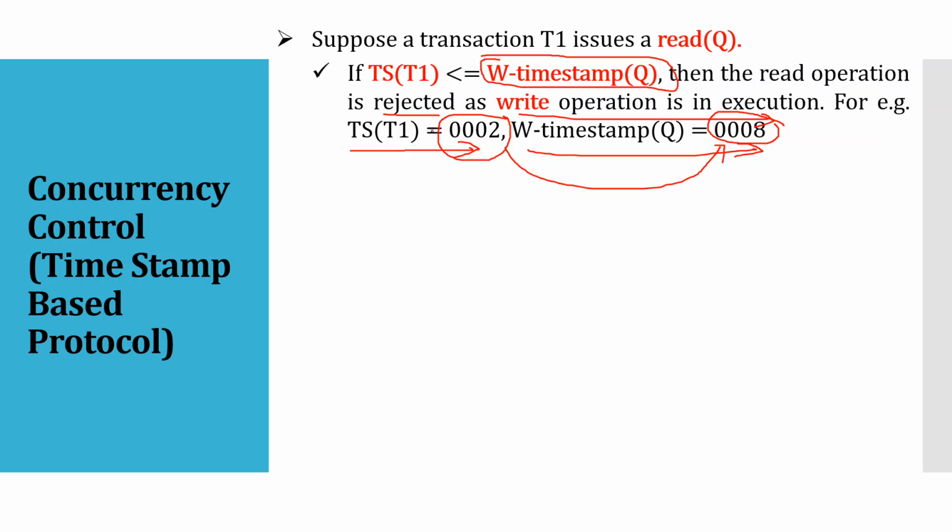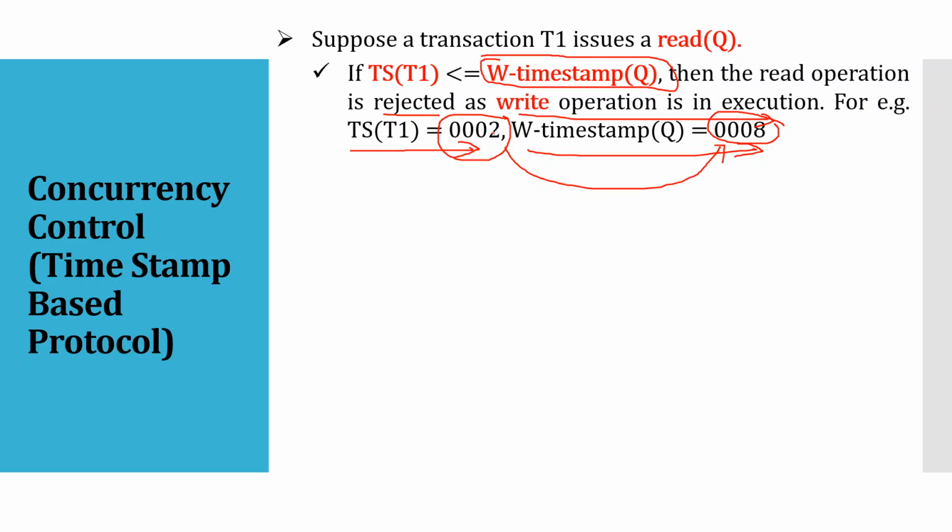So when the second transaction comes to read at 2 o'clock, it will not be able to read. Why? Because the write operation is already in execution. Clear with this? So this condition is true. The write operation is already in execution, so read will not be given any grant. A transaction will not be allowed to read a particular data item.